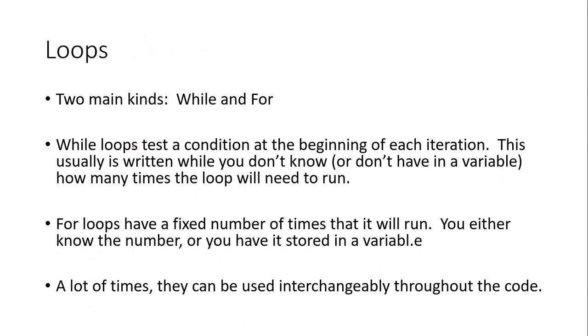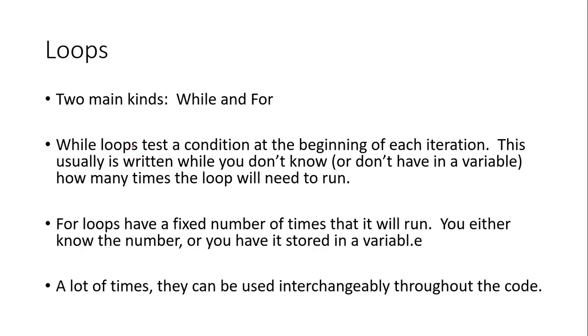And then the last part of this video is on loops. There are two main kinds of loops that you might need to use or write in this class: while loops and for loops. While loops test a condition at the beginning of each iteration. Usually this is written when you don't have a variable for how many times the loop needs to run. So maybe you're comparing, as long as this number is not equal to 0, keep doing it. Okay, that would be a while loop. Or I want this number while it's smaller than that number. That could theoretically also be a while loop.